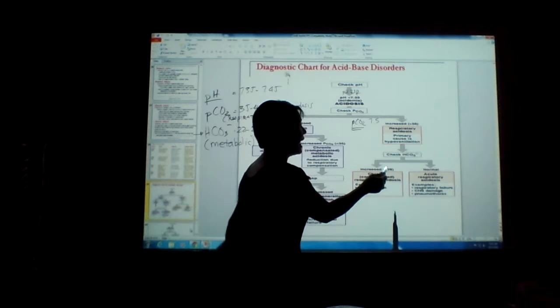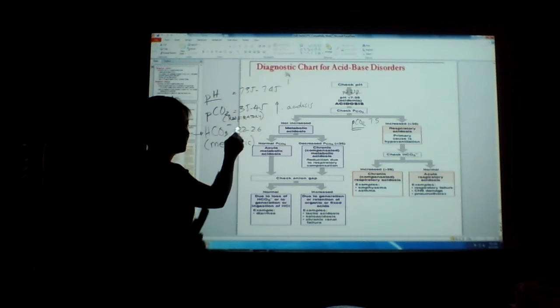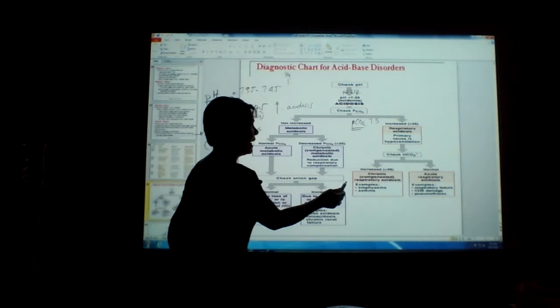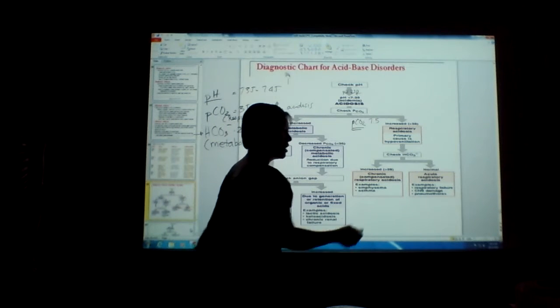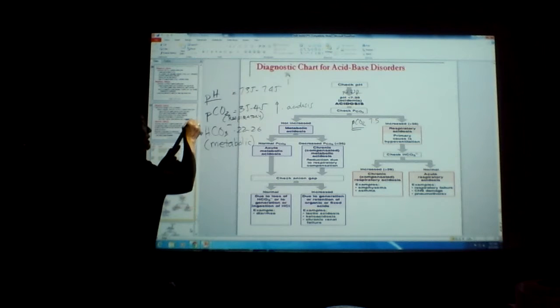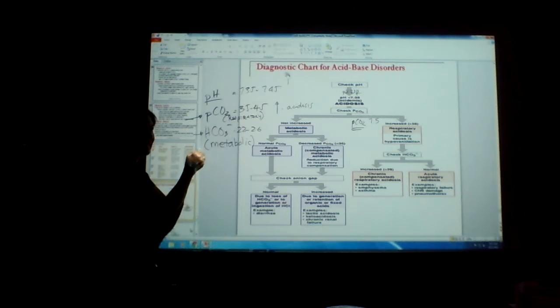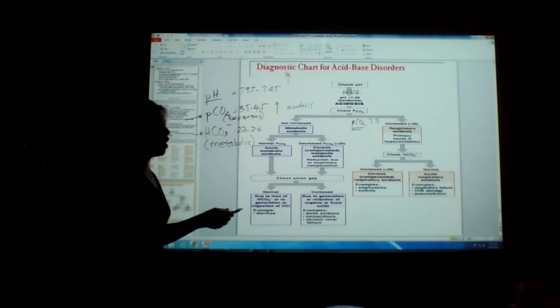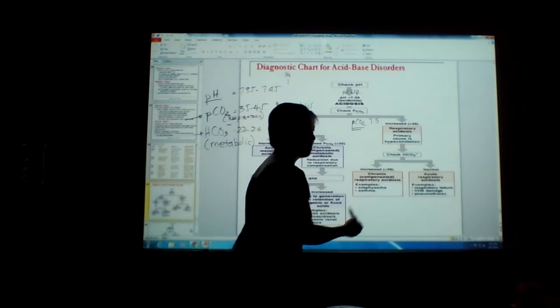Then we look at the next value, the bicarb. If the bicarb is increasing, look at this picture over here. We're going to have samples, and once you're done with this class, you're going to know it very easily. They compensate, okay? If the lung is not working, then the kidneys have to compensate. If the kidney is not working, then the lungs will have to compensate. So you can either be compensating or not compensated.